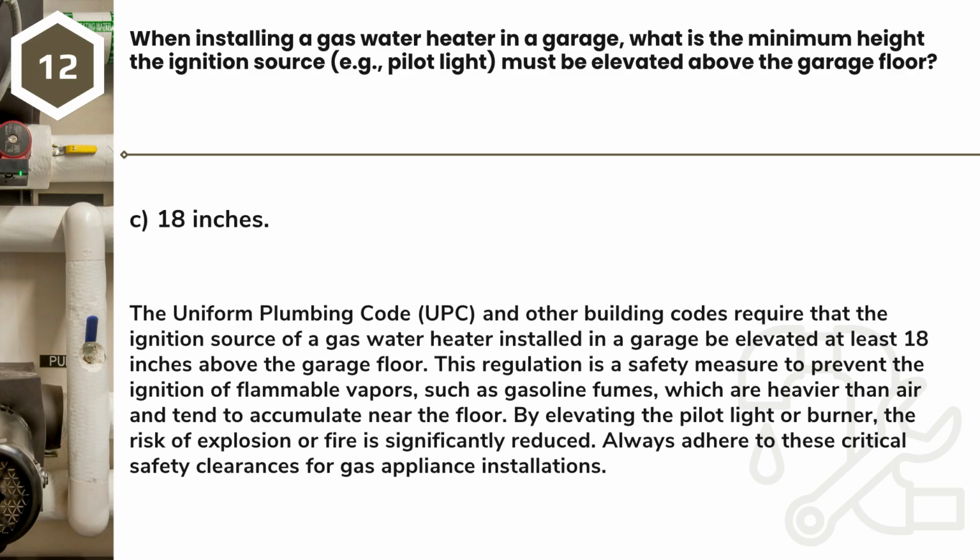Answer: C. 18 inches. The Uniform Plumbing Code, UPC, and other building codes require that the ignition source of a gas water heater installed in a garage be elevated at least 18 inches above the garage floor. This regulation is a safety measure to prevent the ignition of flammable vapors, such as gasoline fumes, which are heavier than air and tend to accumulate near the floor. By elevating the pilot light or burner, the risk of explosion or fire is significantly reduced. Always adhere to these critical safety clearances for gas appliance installations.